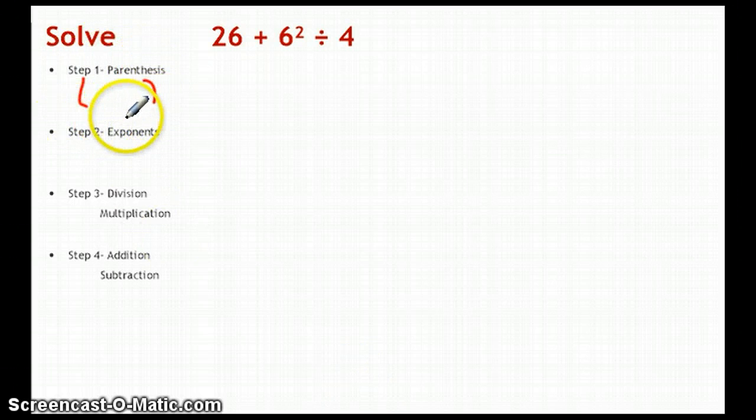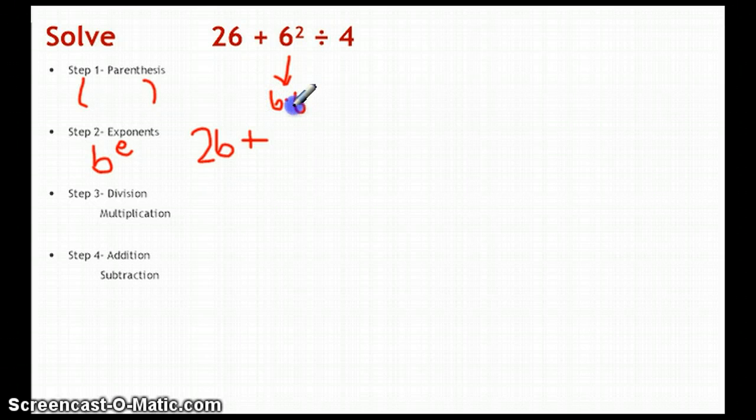And then step number 2 says exponents. Remember, an exponent is a base with that little number written at the top, which is called an exponent, and we have that right here. So we're going to rewrite the rest. 26 plus 6 squared, again, is 6 times 6, which is 36, divided by, I'm bringing down that 4.